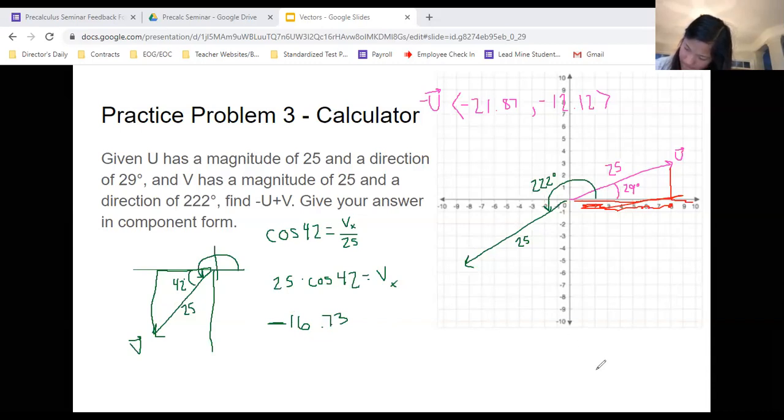Let's see, so why did we use 42 degrees instead of 222 degrees? 222 degrees, I guess I could plug that in my calculator. I prefer to use 42 because that's what's inside of my triangle. 222 is from the positive x-axis. Does that answer your question?